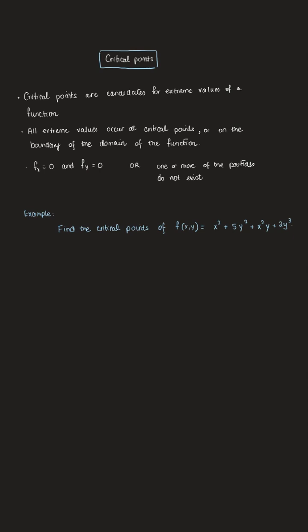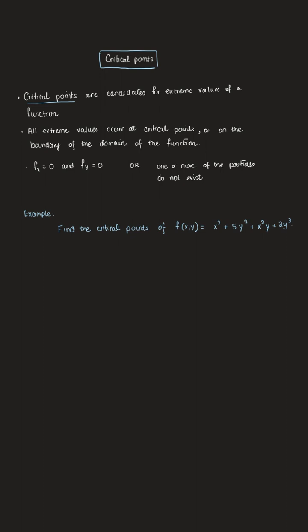Okay, in this video, we're going to be looking for points in the domain of a two-variable function that are candidates for extreme values. So critical points are the points in the domain that are candidates for extreme values of a function. At a critical point, there might either be a maximum value or a minimum value or something called a saddle point of a function.